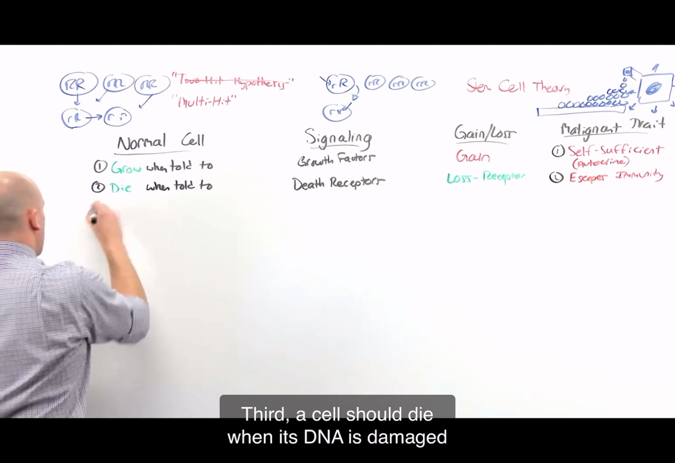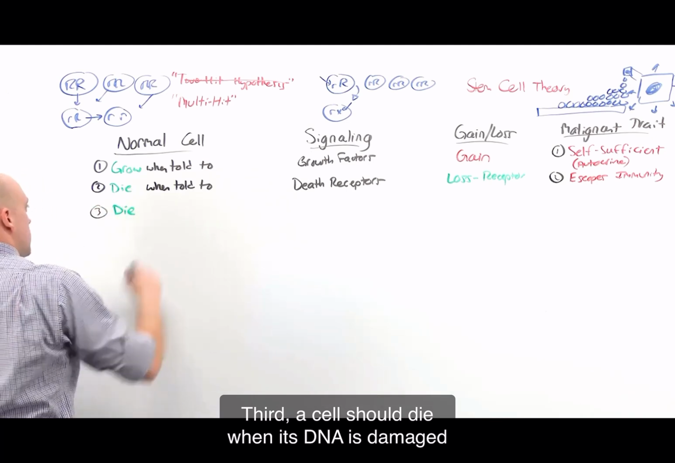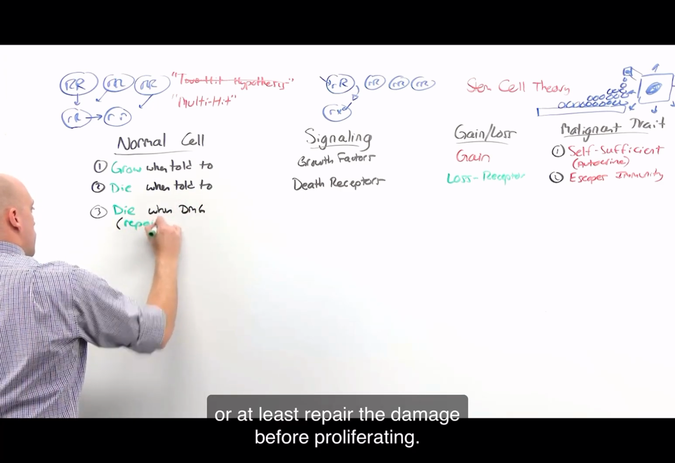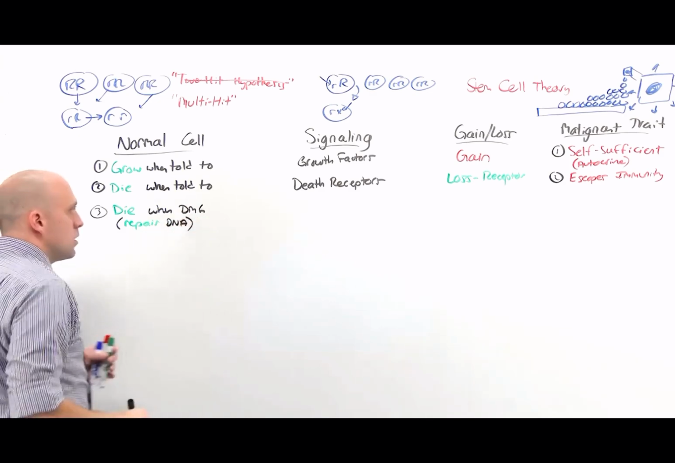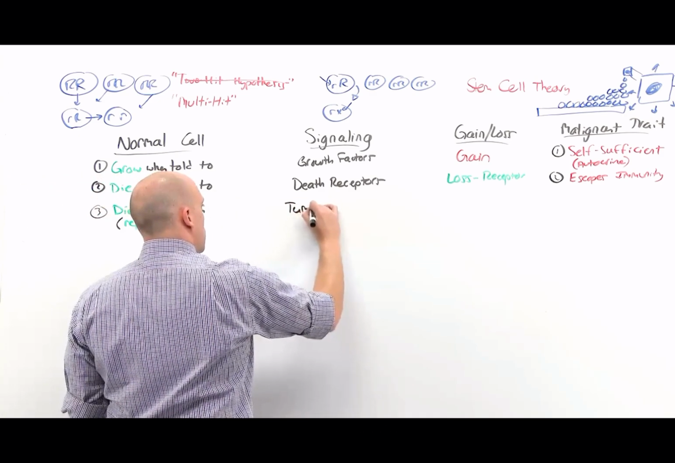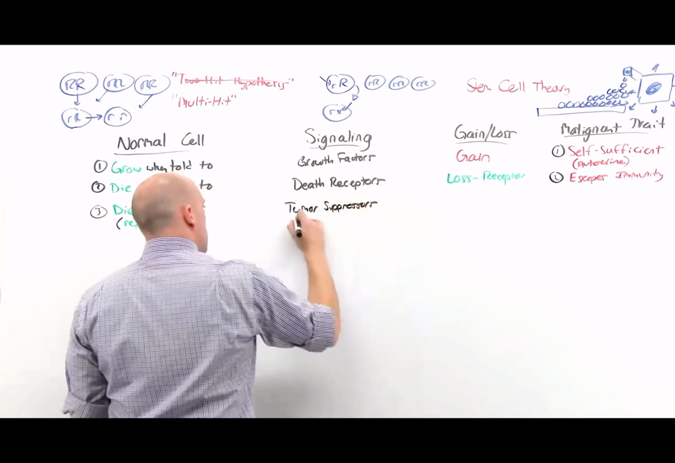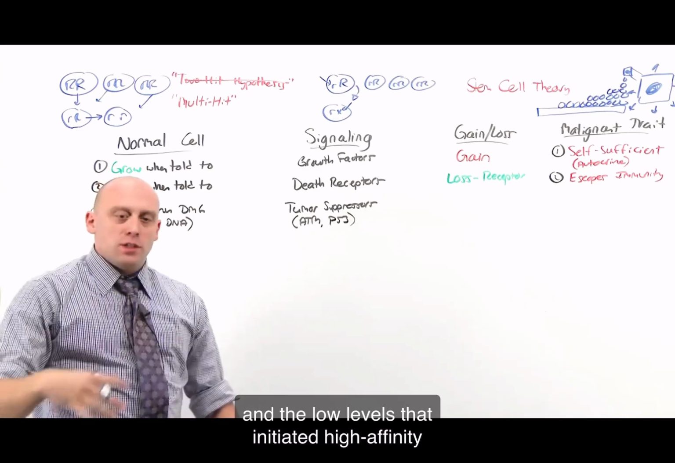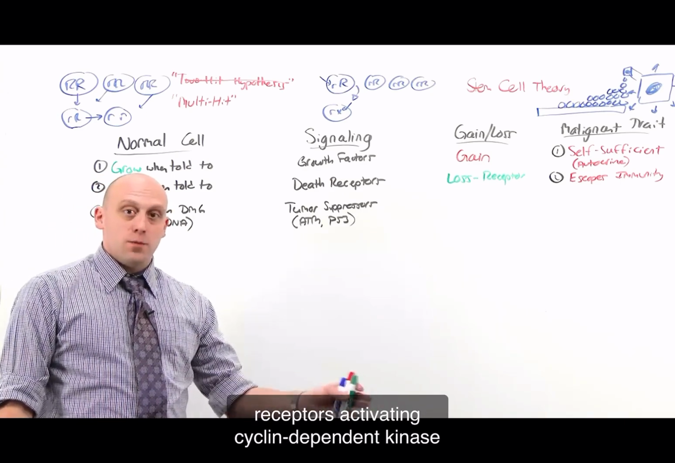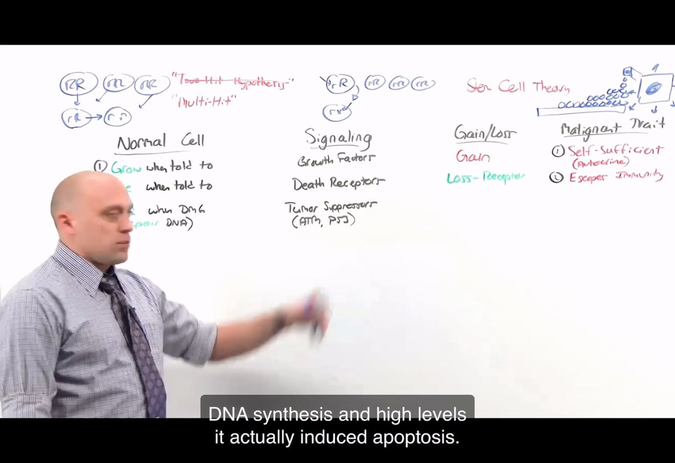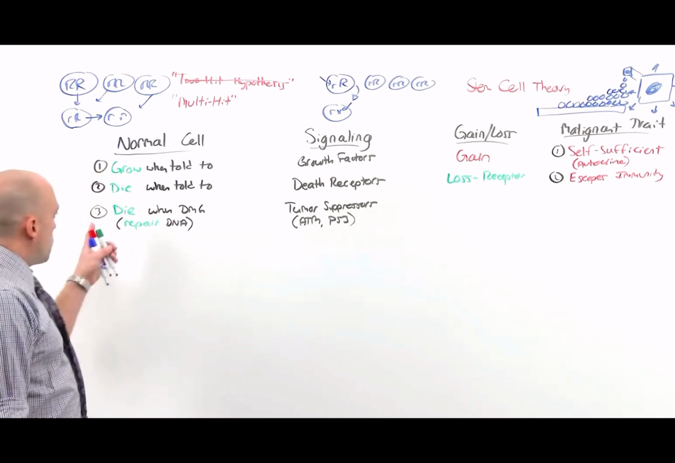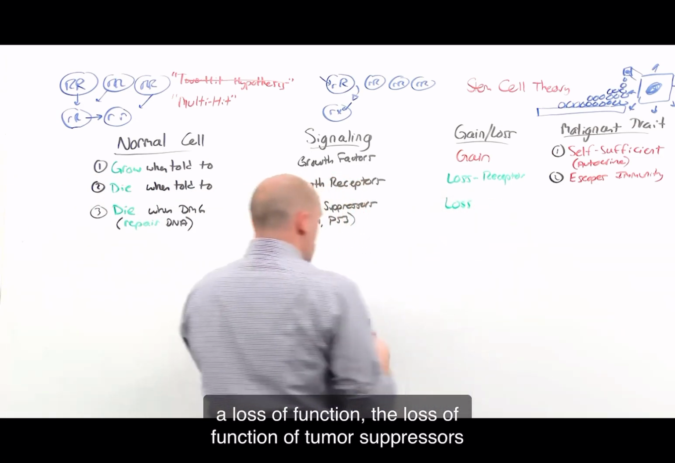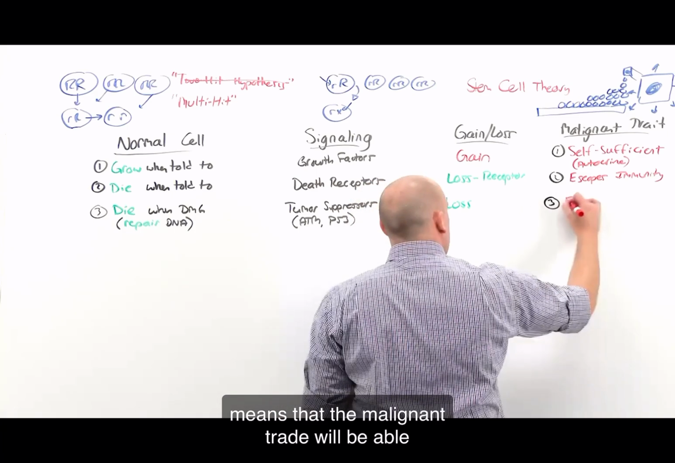Third, a cell should die when its DNA is damaged, or at least repair the damage before proliferating. This was seen in the tumor suppressors, ATM, notice the DNA damage, P53 did something about it. In low levels, it activated cyclin-dependent kinase inhibitors to arrest the cell cycle and initiated DNA repair. In high levels, it actually induced apoptosis. It's supposed to die when damaged, and these tumor suppressors mean that there's going to be definitively a loss of function. And a loss of function of tumor suppressors means that the malignant trait will be able to escape apoptosis.